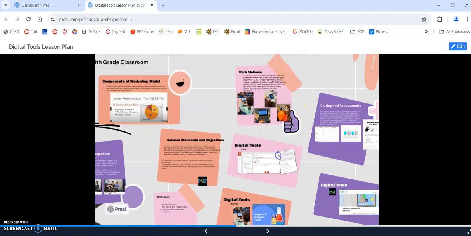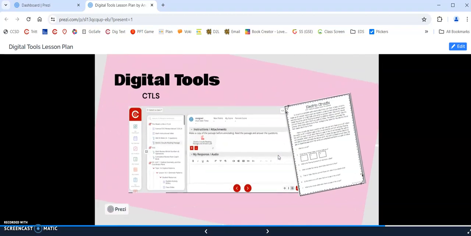The digital tool that was used during this lesson was CTLS, which is our learning management system. The reading assessment was embedded in the student coursework, and students had to read and respond with regard to electric circuits and some aspects of that topic.